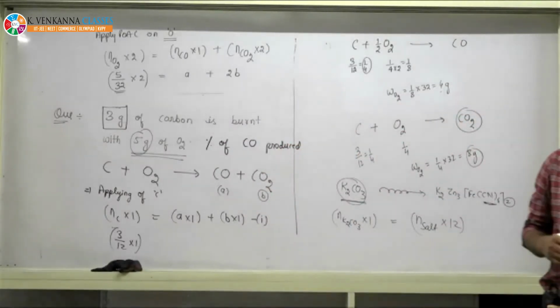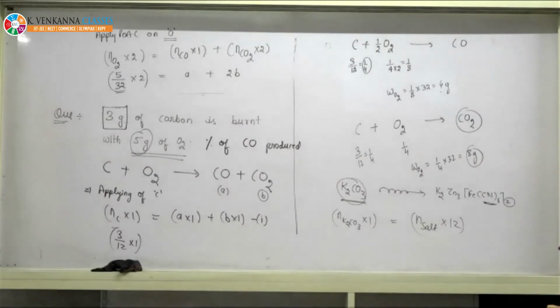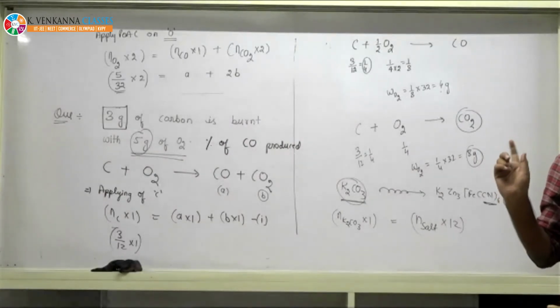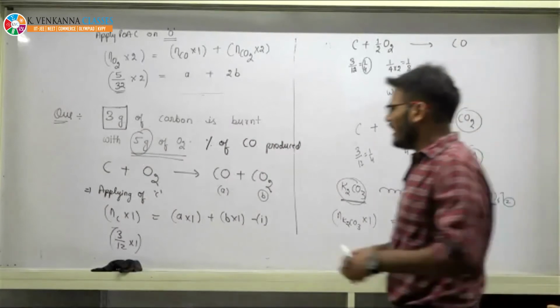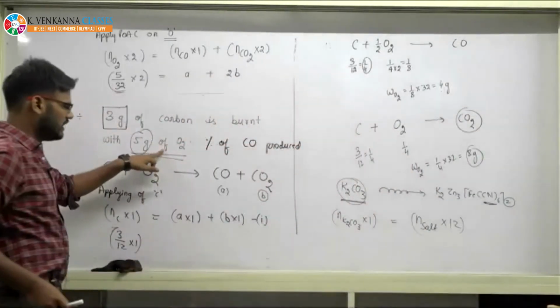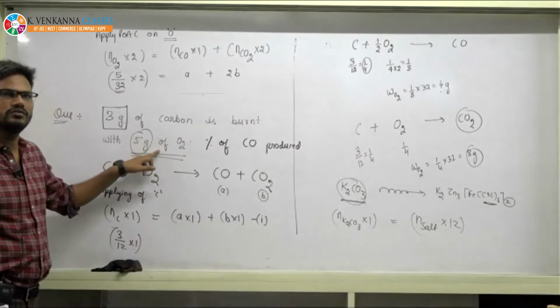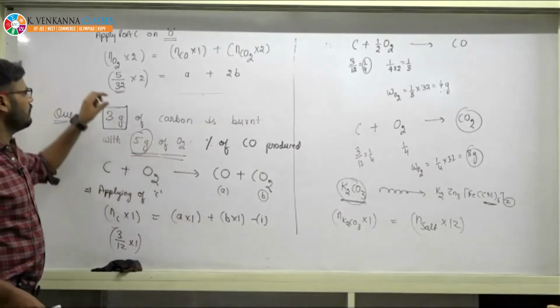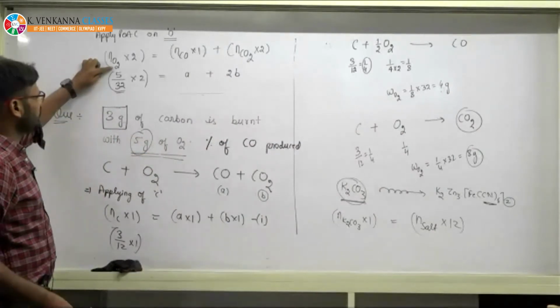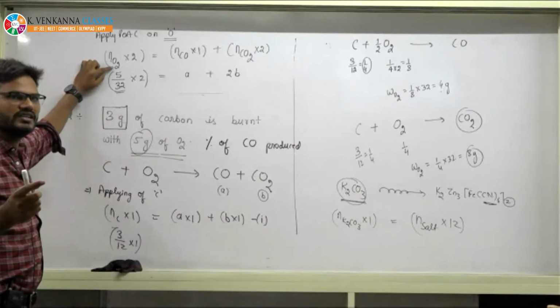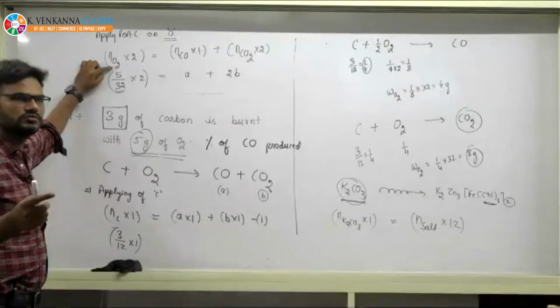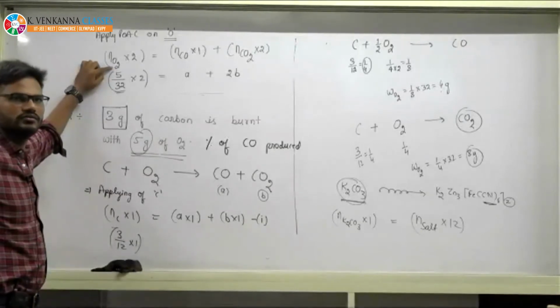Yes, beta, 32 is oxygen. Krushita, anyone else having any doubt? Yes, beta, 5 by 32, because 5 grams of oxygen are given. They have given you 5 grams of oxygen, and the weight of oxygen, O2, should be 2 into 16. That is why I have taken 32.